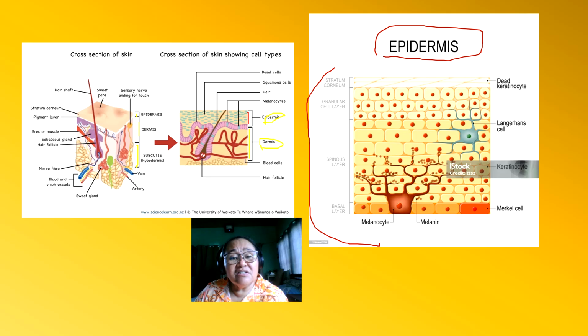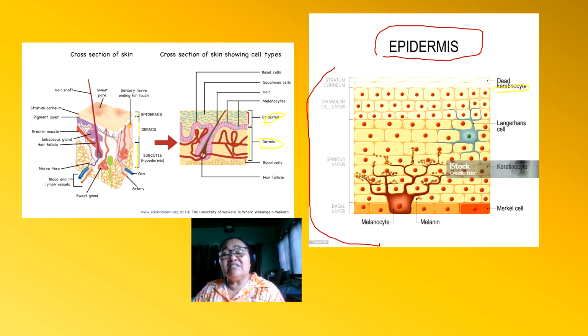This is the outer layer of the skin, and it is composed mainly of keratinocytes. Here you have keratinocytes, which produce keratin to protect the body.